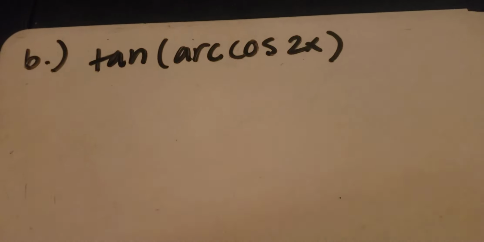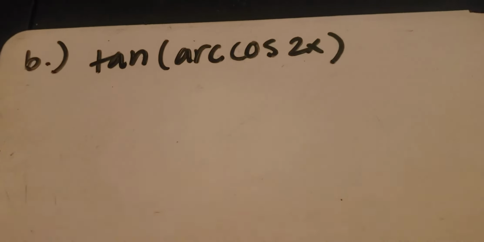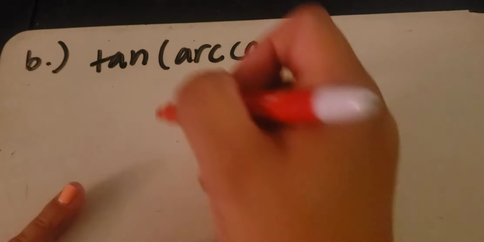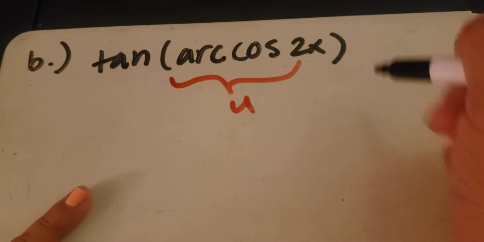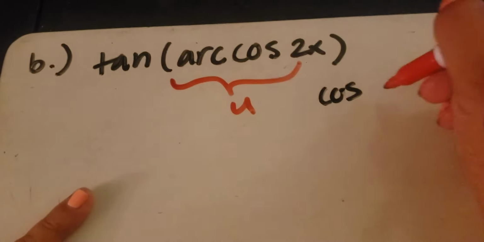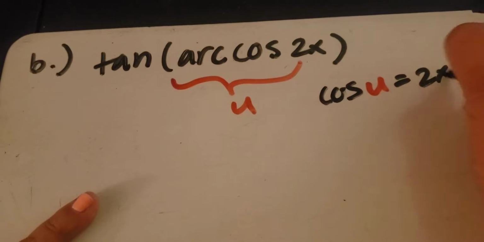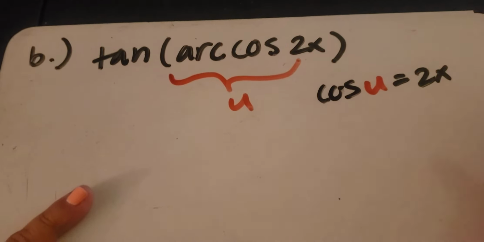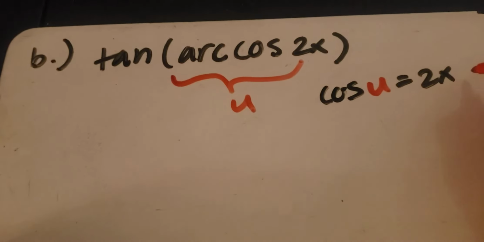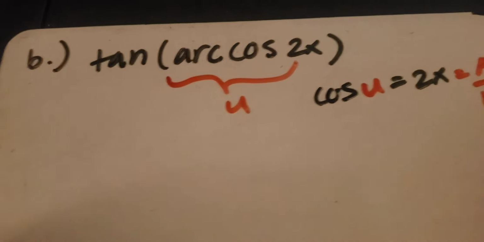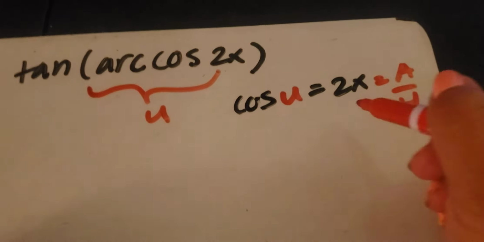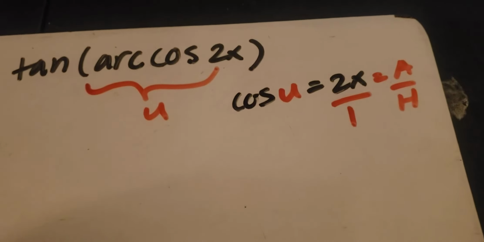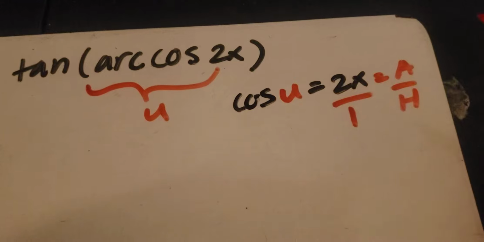All right, here we go. Last example, tangent of arccosine of 2x, okay? So again, I'm going to try to go a little bit faster for this one. I'm going to make all of this u, and remember u represents our arccosine of 2x, and I can rewrite that as cosine of u equals 2x, and cosine is the same as adjacent over hypotenuse. So if cosine of u is just 2x, then you can make your hypotenuse 1, okay? That means adjacent must have been 2x.